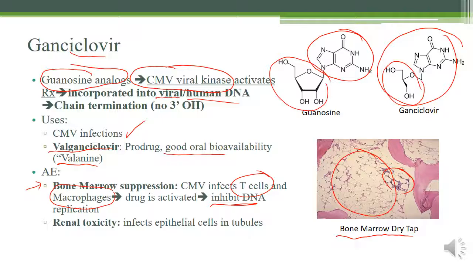Another thing that you need to know is renal toxicity. Something that most people don't realize is that CMV has a tendency to also infect epithelial cells, and these epithelial cells inside of the tubules of your kidney can also be prevented from replicating. So while your kidney needs to regenerate these tubules, it can no longer do that if you're taking Ganciclovir, and this can cause renal toxicity.